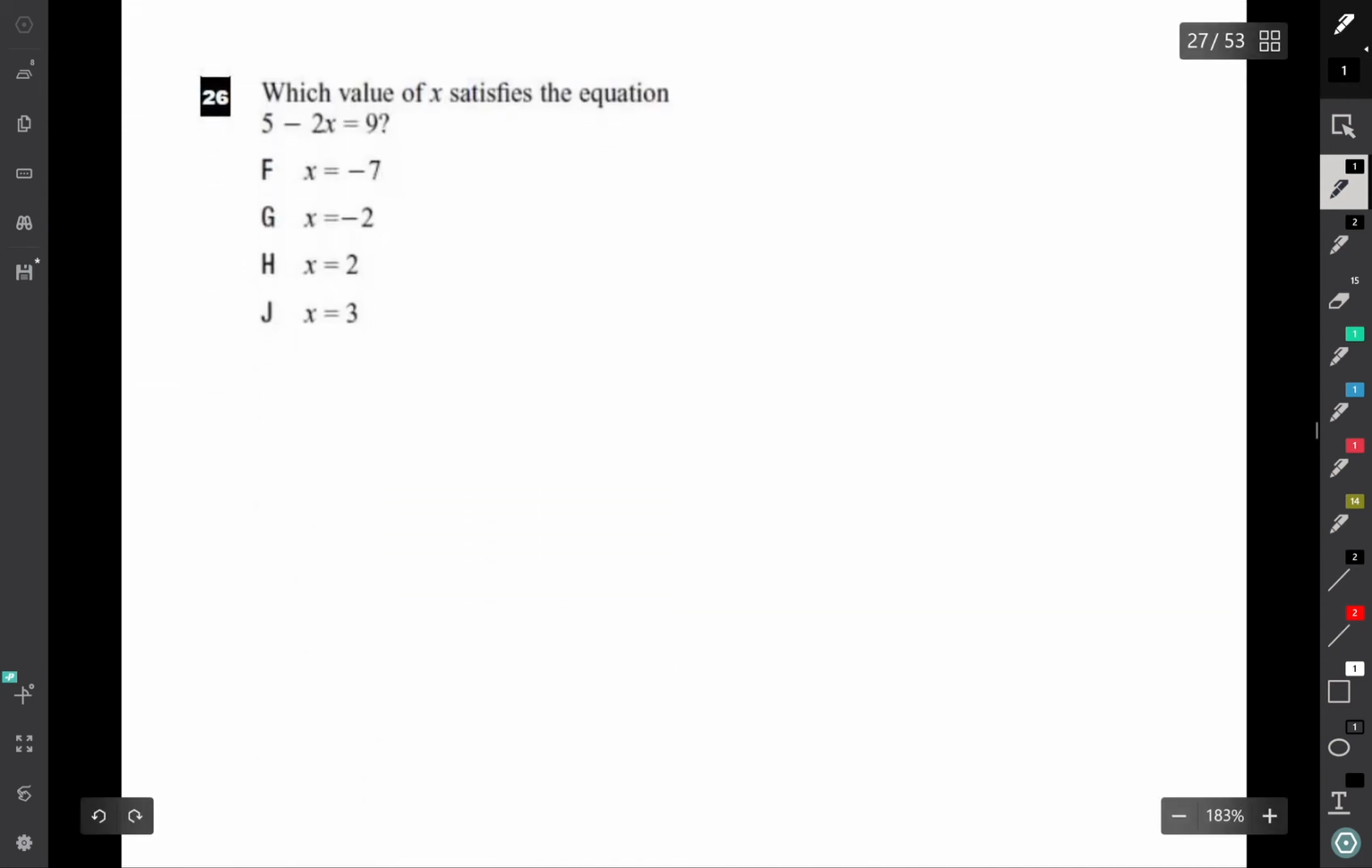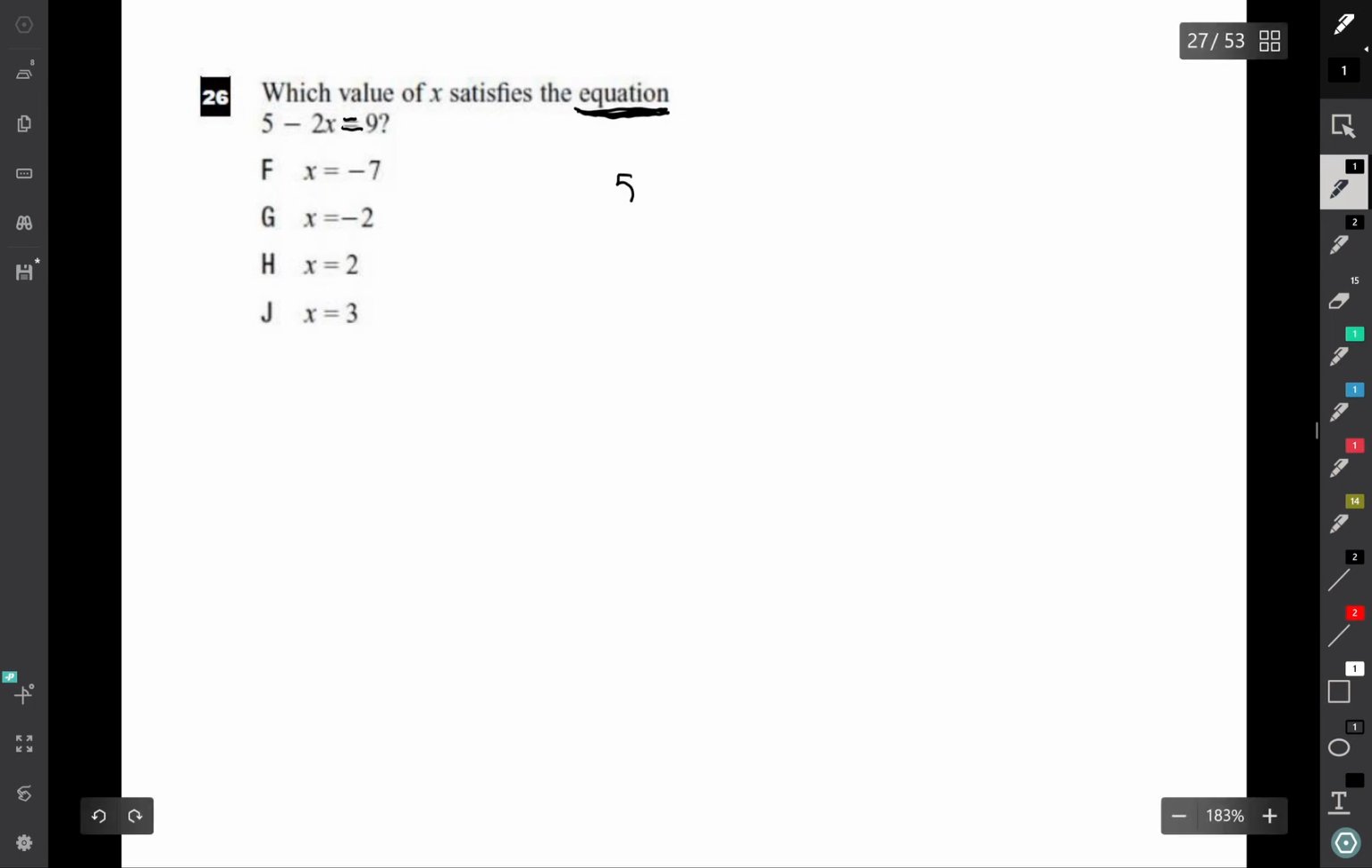26. Which value of x satisfies the equation? 5 minus 2x equals 9. Okay, so notice we're talking about equations now, right? So instead of expressions, equations now have that equal sign in them, right? That we weren't seeing before. So when we're solving equations, we're trying to isolate for x.